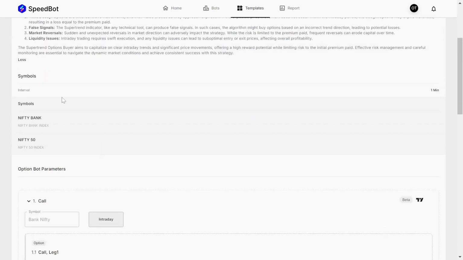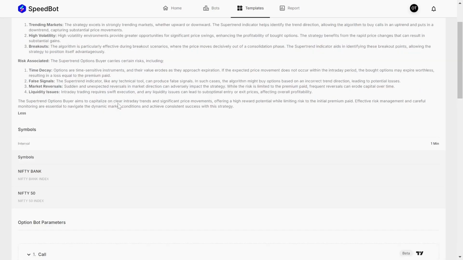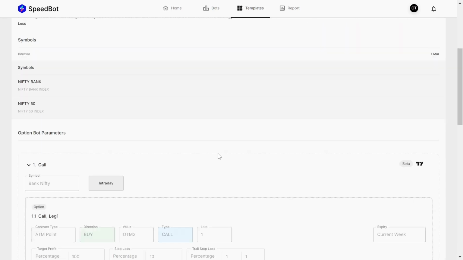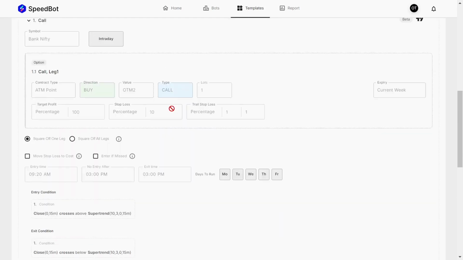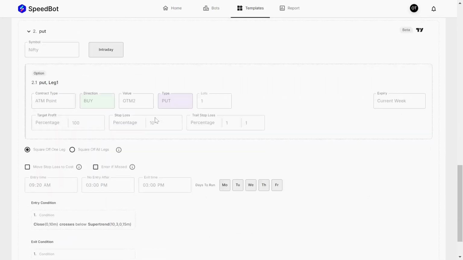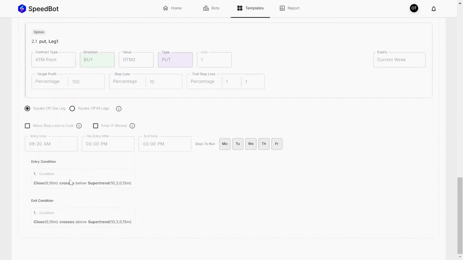So over here, let's say this particular supertrend option buyer, Nifty, Bank Nifty. This is an intraday-based strategy template that you can use. These are the conditions that you can see. Based on your understanding, you can tweak the parameters and have it your way. So I hope it answers your question, Rajesh.